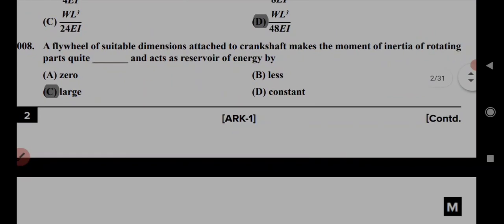A flywheel of suitable dimension attached to the crankshaft makes the moment of inertia of the rotating parts large, and it acts as a reservoir of energy. Option is the correct answer.